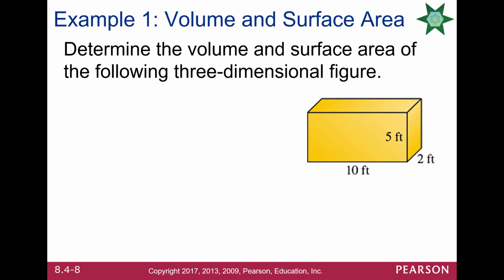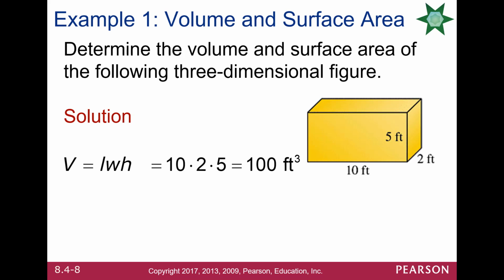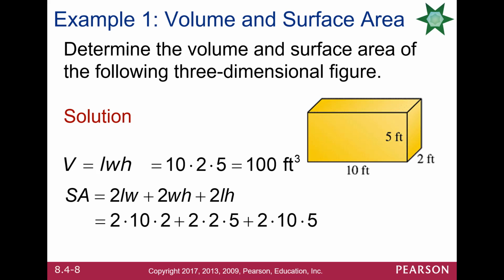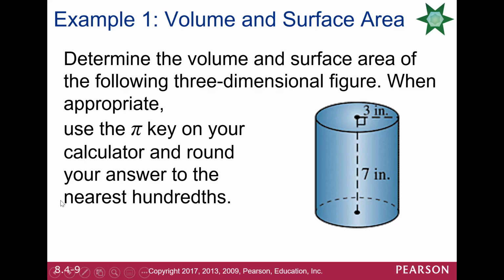And here's an example. We're going to find the volume and surface area. So this is your Amazon.com box. So the volume is length times width times height. 10 times 5 times 2, or 100. Remember that the units are cube units because this is three-dimensional, so 100 feet cubed. The surface area, if we peel it apart, is 2 length times width plus 2 width times height plus 2 length times height. So it's 2 times 10 times 2, 2 2x5s, and 2 10x5s. Or again, 160, but remember it's square feet.